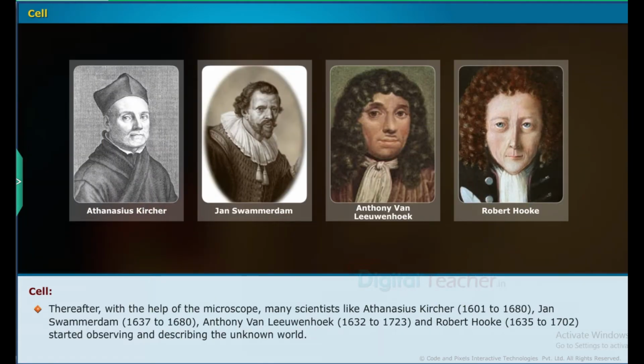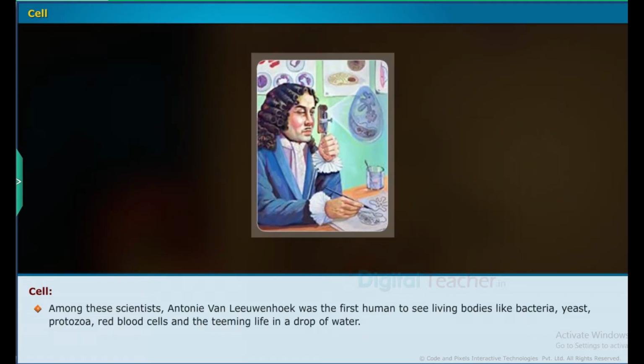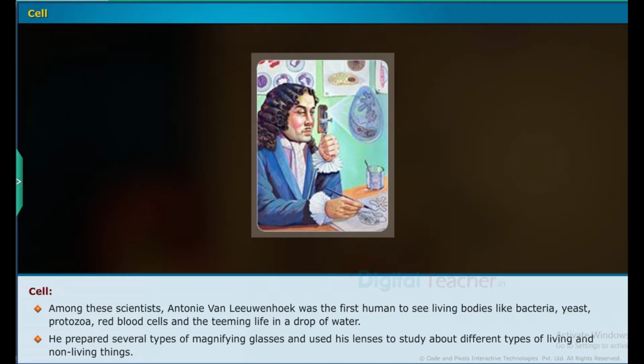Thereafter, with the help of the microscope, many scientists like Athanasius Kircher, Jan Swammerdam, Antony van Leeuwenhoek and Robert Hooke started observing and describing the unknown world. Among these scientists, Antony van Leeuwenhoek was the first human to see living bodies like bacteria, yeast, protozoa, red blood cells, and the teeming life in a drop of water. He prepared several types of magnifying glasses and used his lenses to study about different types of living and non-living things.